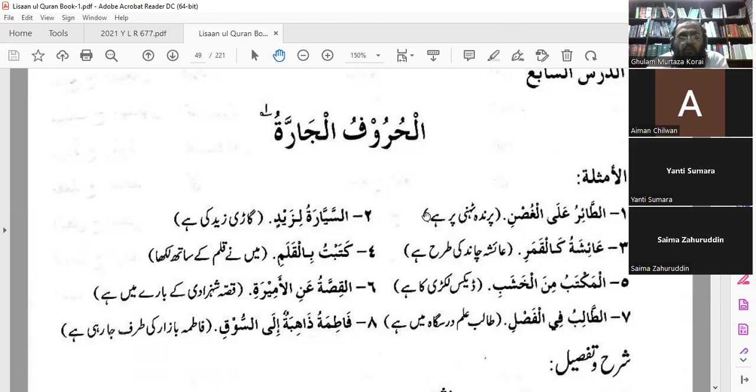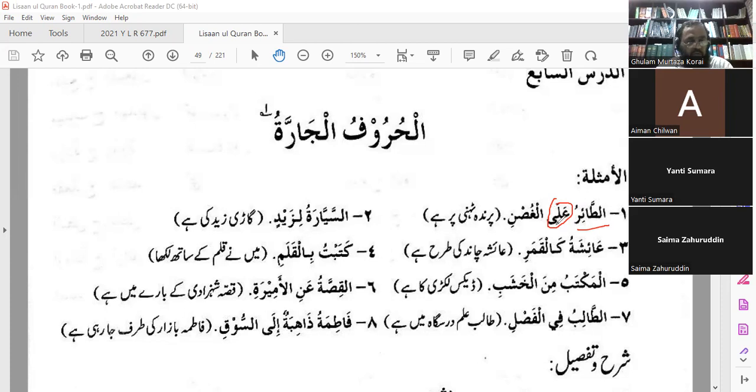At-ta'iru 'ala al-ghusni. So 'ala is showing what? The position. Position of? The mubtada. And the mubtada is at-ta'iru. At-ta'iru means? Bird. Translate the sentence. Yes, the bird is on the branch. Very good. Okay.